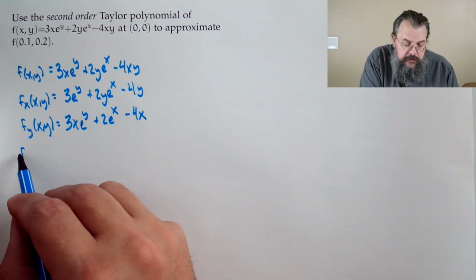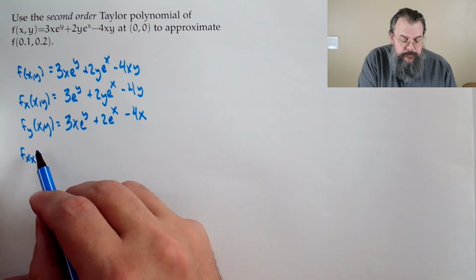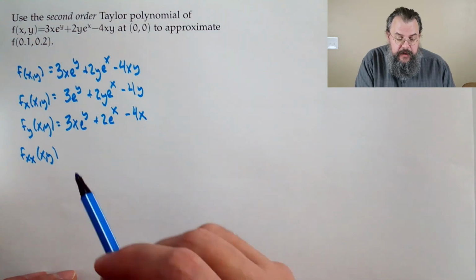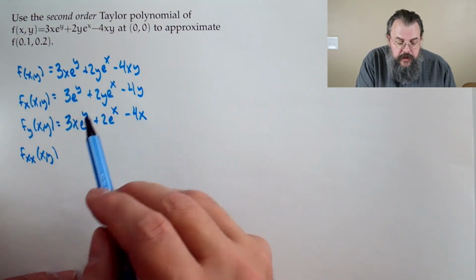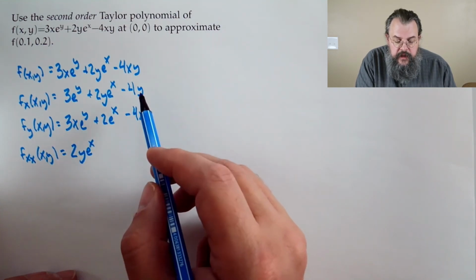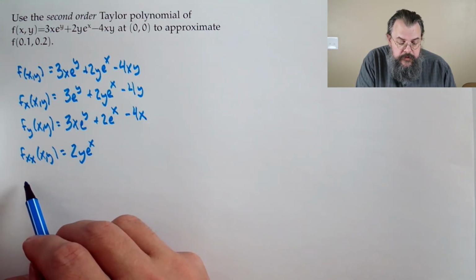Derivative f_xx, so the second derivative with respect to x. Go to the first derivative with respect to x, do the derivative with respect to x again. The first term goes away, and here we'll have 2y e^x, and that term goes away. Okay, all right.